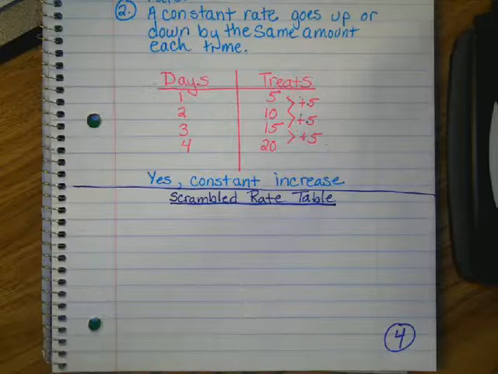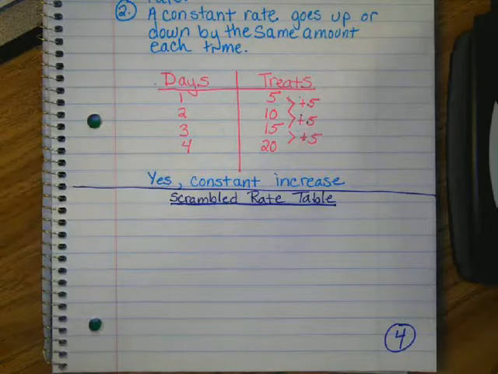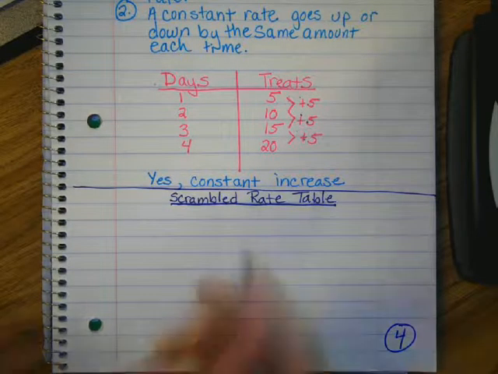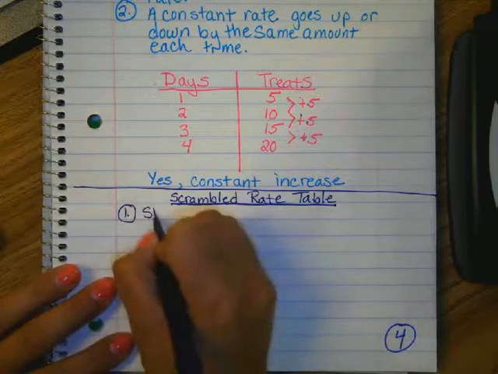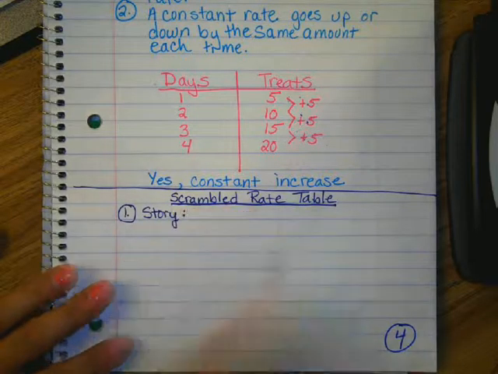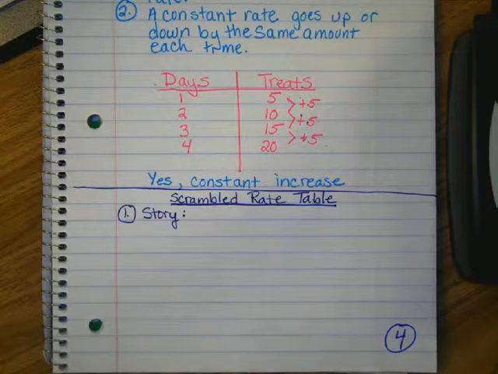Okay, so I'm going to start today with the scrambled rate table. I'm going to start with the story. So just put number 1 and write story. And by story, I mean like a one-sentence story. So here's my example.